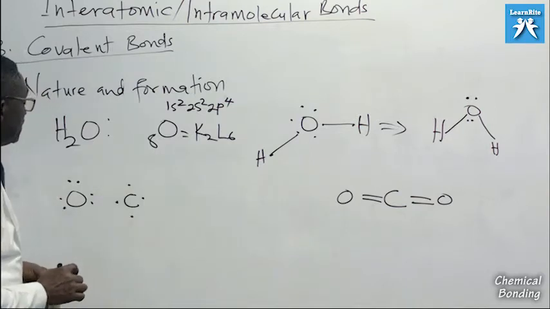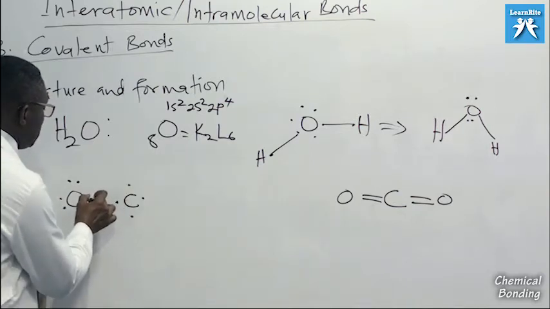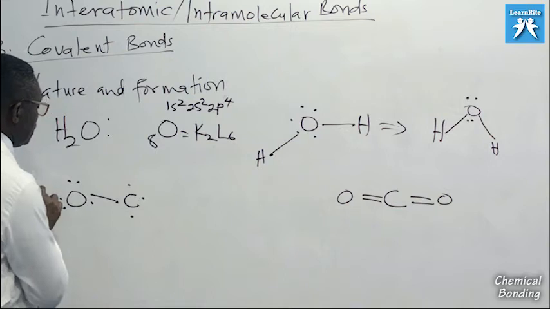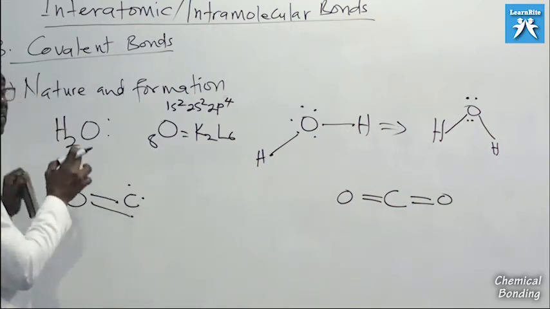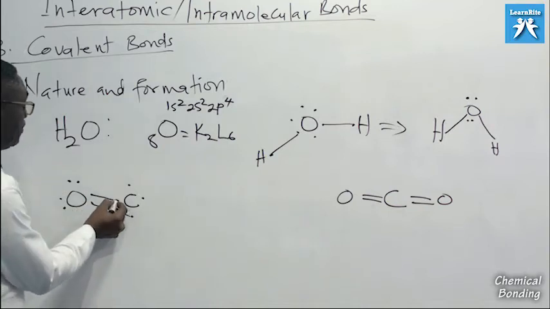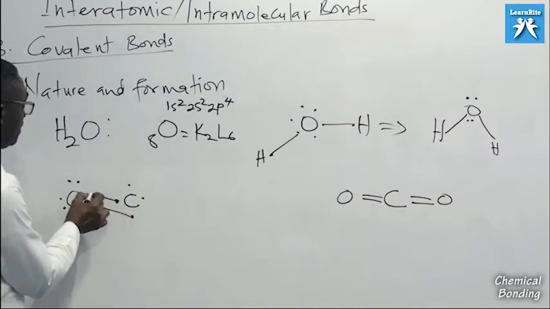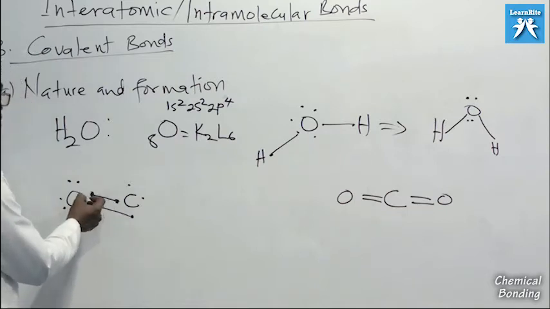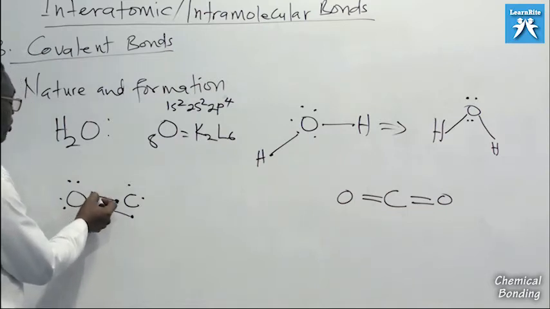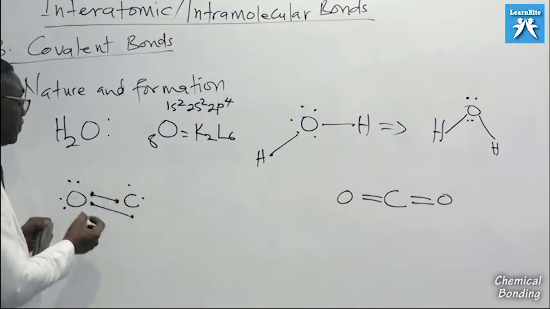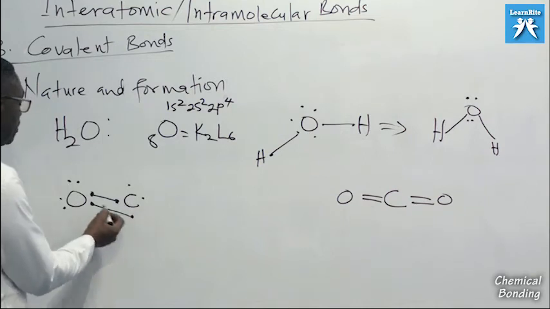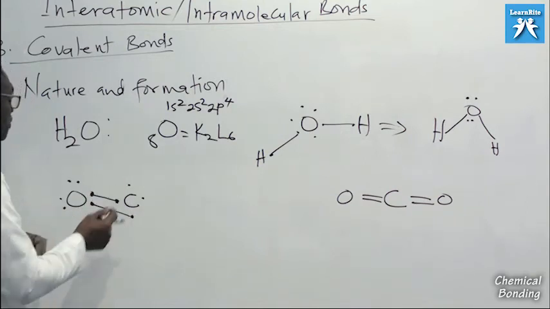So what happens? Carbon, the first bond will be here. The second bond would form with this. So this oxygen would have been complete. So if this is the electron, that is the electron initially belonging to them. Oxygen will donate this electron. Carbon donates this electron. They share. They form one bond. Again, this carbon donates this electron. This oxygen donates this electron. They have formed this bond.